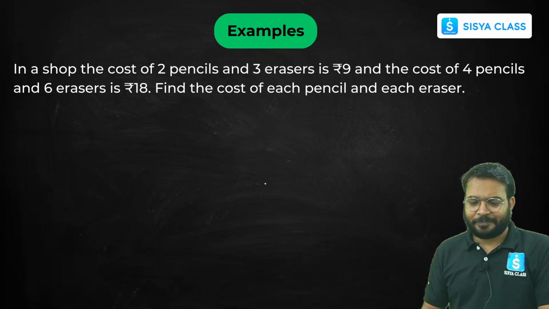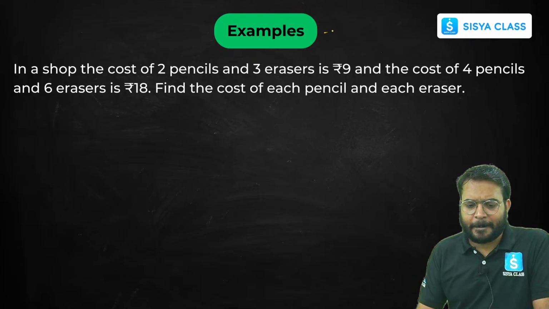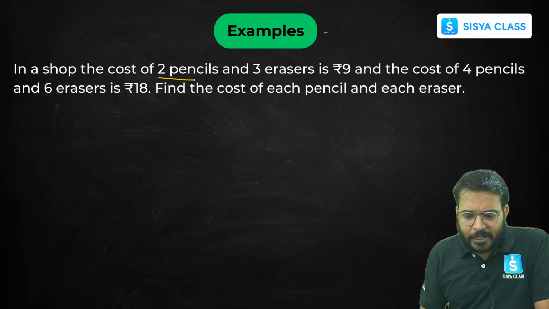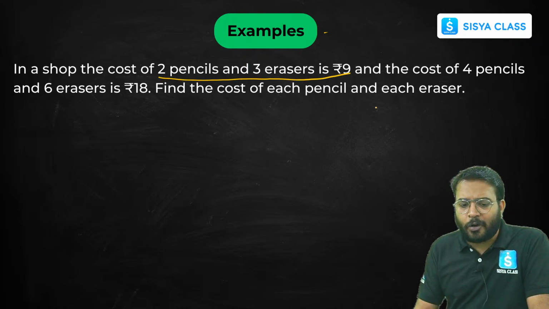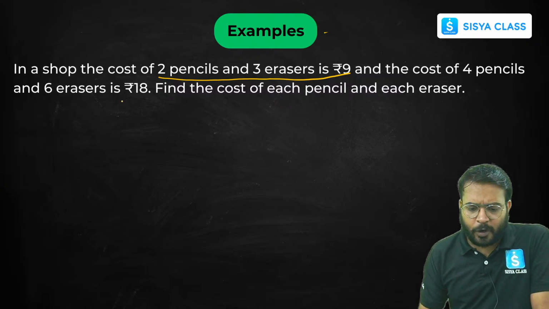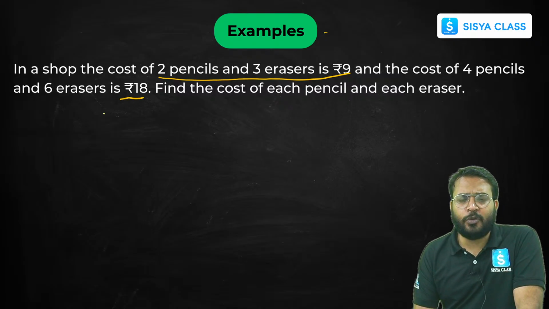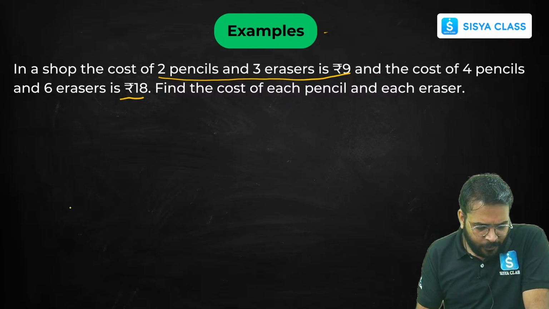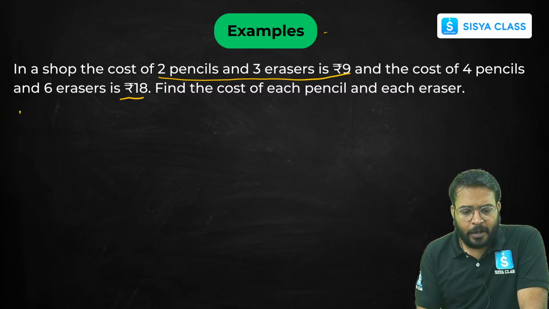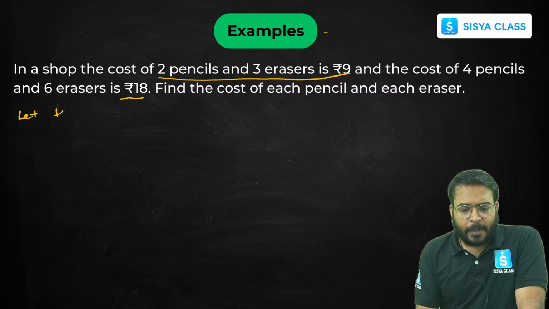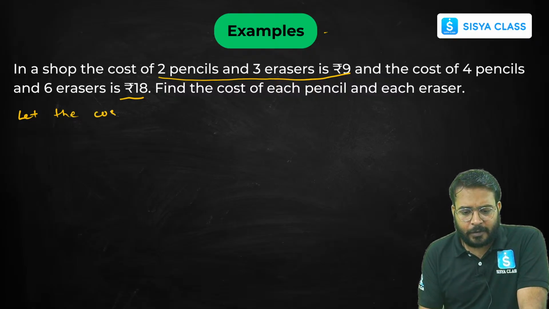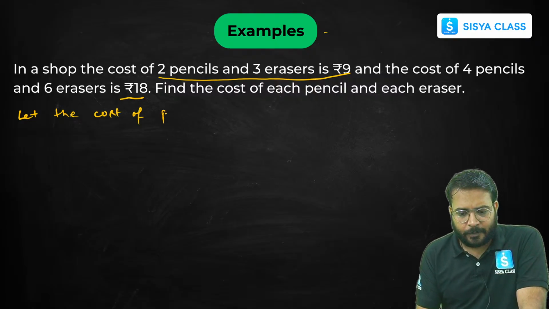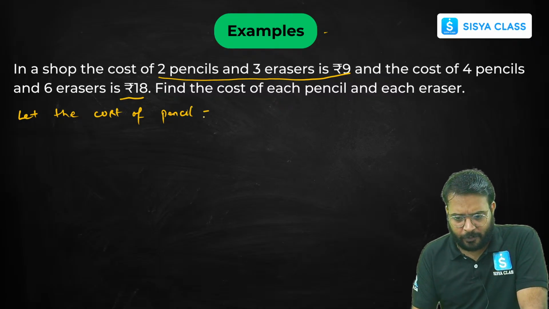Look here, see here. In a shop, the cost of 2 pencils and 3 erasers is 9, and the cost of 4 pencils and 6 erasers is what, beta? 18. So what you need to find out is the cost of a pencil and an eraser. What I'm doing is assuming that the cost of a pencil is x.